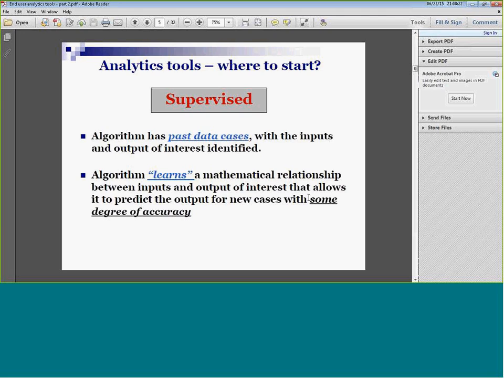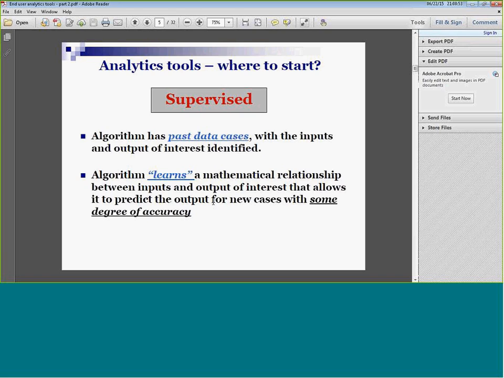Remember, you don't have to predict the new cases perfectly. You just have to be able to do it better than anything you're using right now. Now, there's also a step in between. Once the algorithm learns the relationship using this past data, we train it on a set of cases called the training set, but we also reserve a small set, maybe 20, 25% of the past data cases. We don't show those to the model as it's learning.